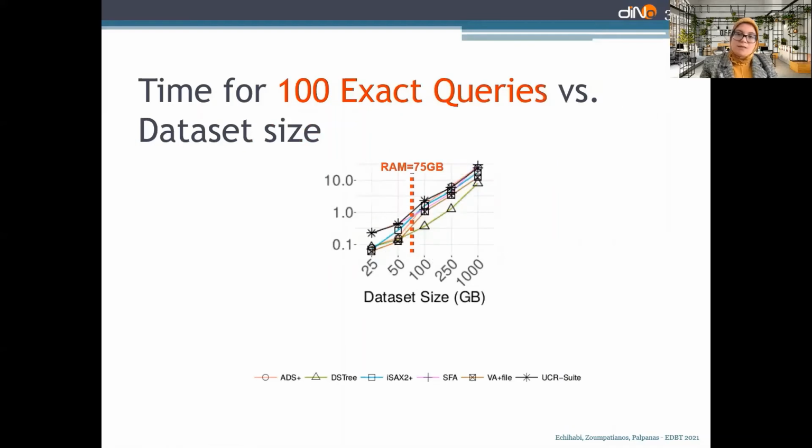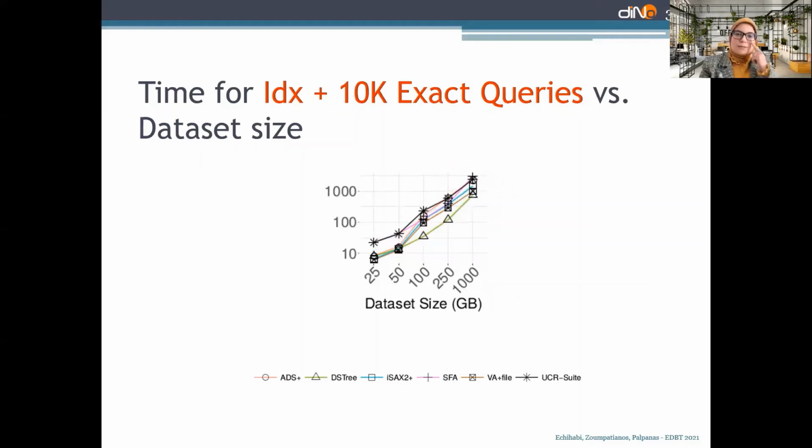How about query answering? Answering 100 exact queries is fastest using the VA plus file in memory and the DS3 on disk. How about when the indexing time is combined with answering a large number of queries? We actually extrapolate the cost of 100 queries to 10,000. And the verdict is that in memory, the VA plus file is still the fastest, and the DS3 is fastest on disk.